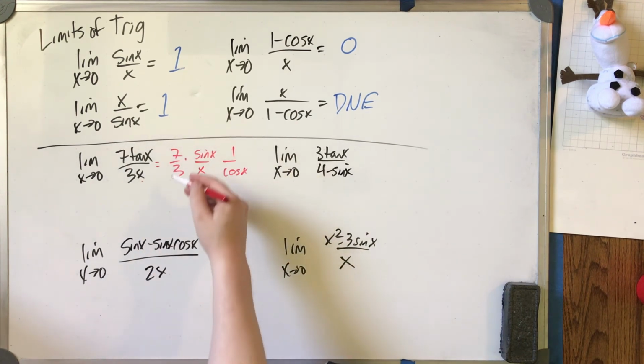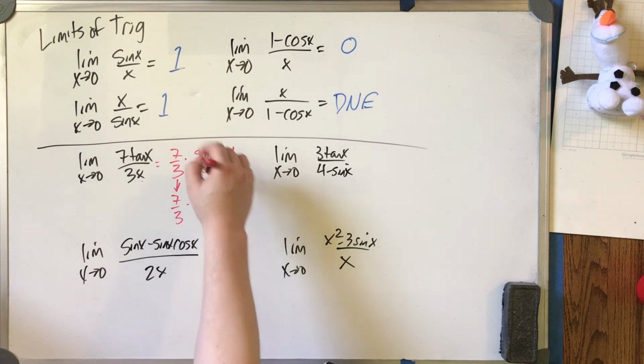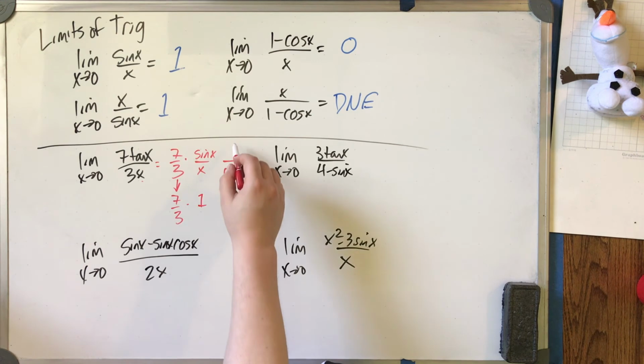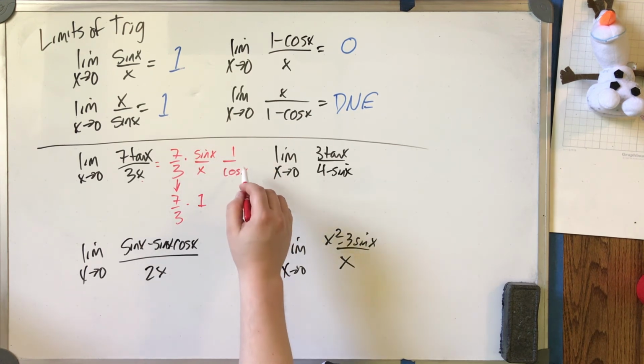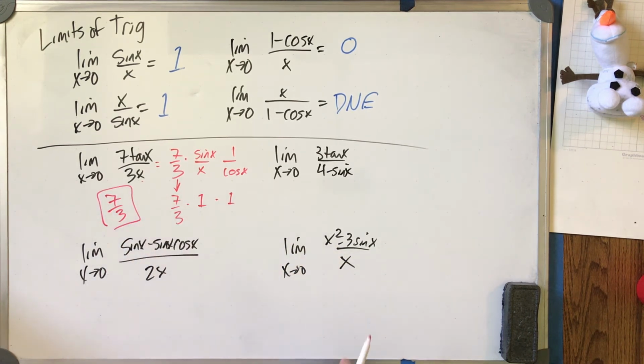So limits of constants are constants, so that's 7/3. The limit of sine x over x as x approaches 0 is going to be 1. We just learned that up there. And 1 over cosine of 0, that's 1 over 1. So this is going to equal 7/3 for that limit right there.